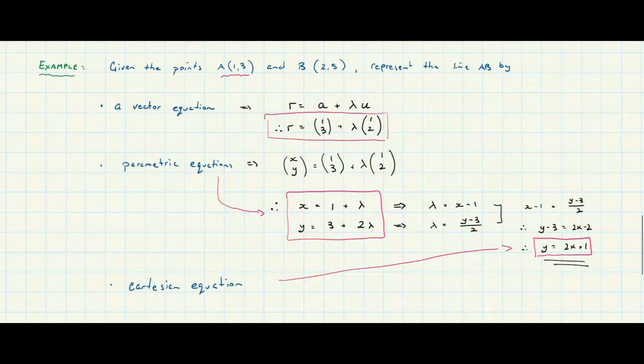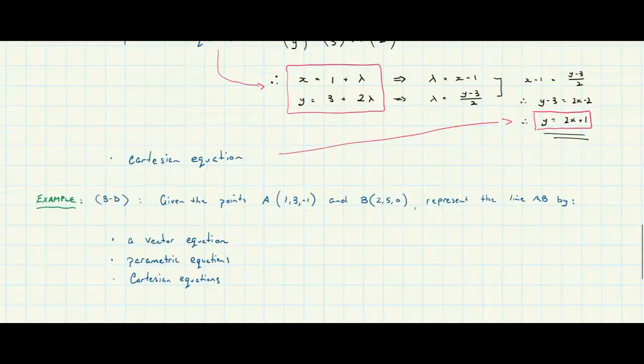Okay, so let's now look at a second example. Now we've got a 3D example. So we've got points A and B again, but we've now got a third dimension: x, y, z coordinates. So represent the line AB, firstly by a vector equation.